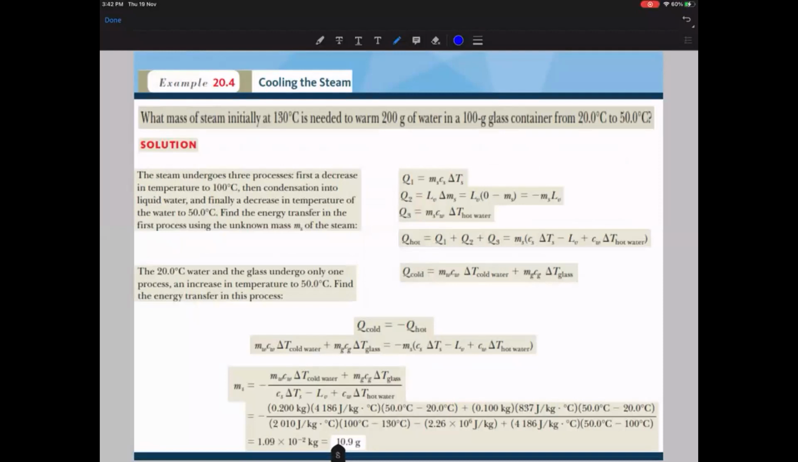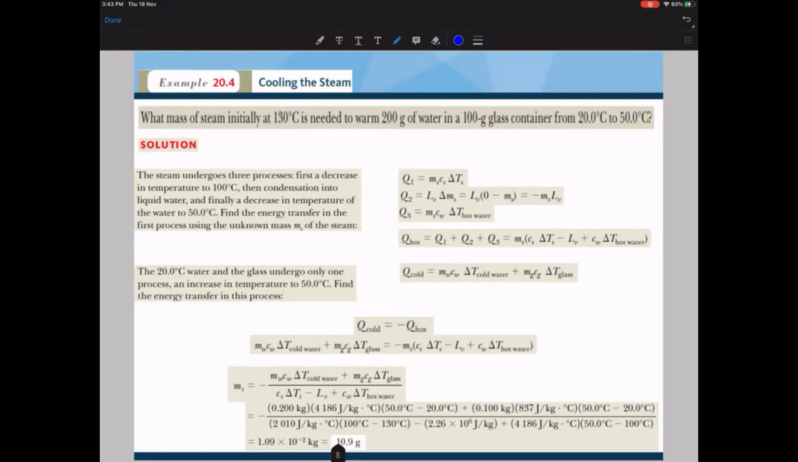At the end of the last lesson, we saw an example telling you how the energy is converted when you put some steam initially at 130 degrees C into water and glass, raising the temperature of the water plus glass from 20 degrees C to 50 degrees C. So it involves the consideration of the energy involved, for example, in the phase change.